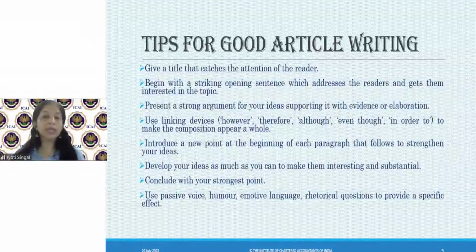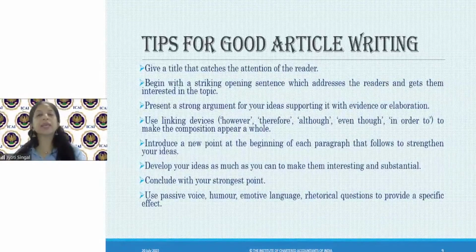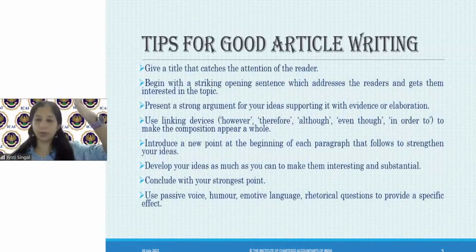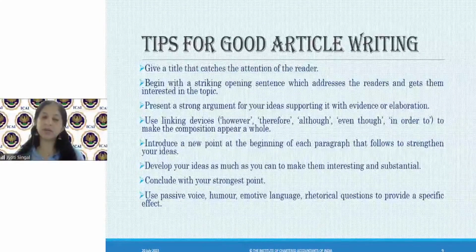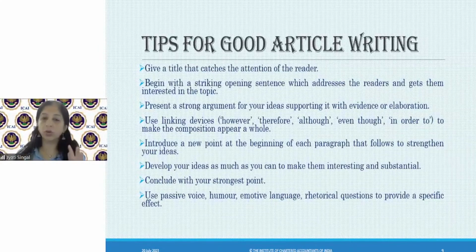These are called the linking devices which help me connect my last point to my next point. So, जब मुझे connections दिख रहे हैं points में, मुझे पता चल रहा है कि yes, this is a well written, connected, coherent, logical article.